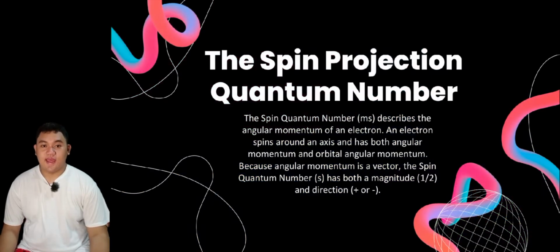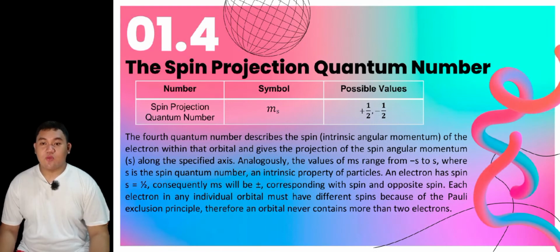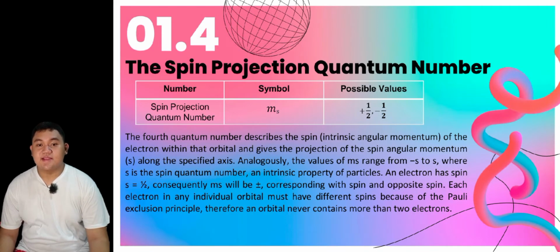Unlike N, L, and ML, the electron spin quantum number Ms does not depend on another quantum number. It designates the direction of the electron spin and may have a spin of positive 1/2, represented by an up arrow, or negative 1/2, represented by a down arrow. This means that when Ms is positive, the electron has an upward spin, which can be referred to as spin up. When it is negative, the electron has a downward spin, so it is spin down.